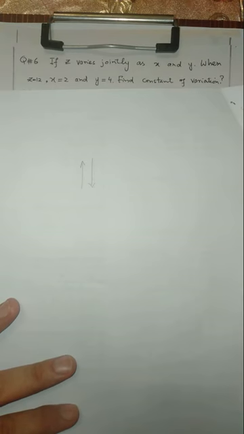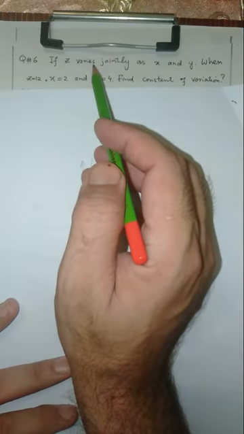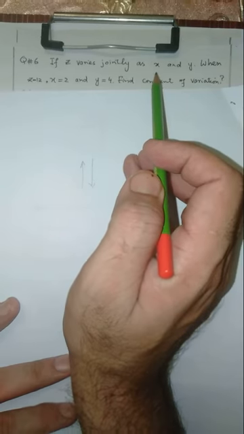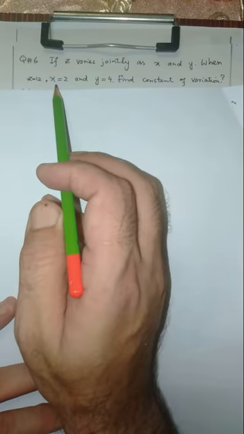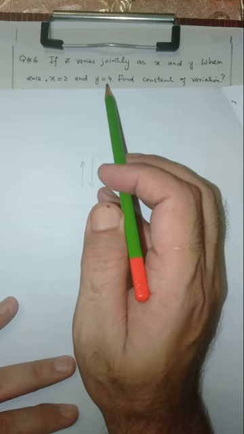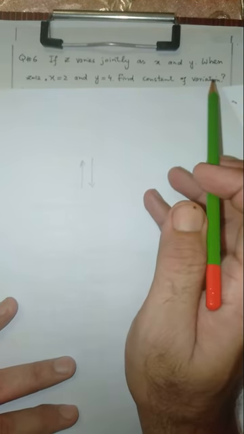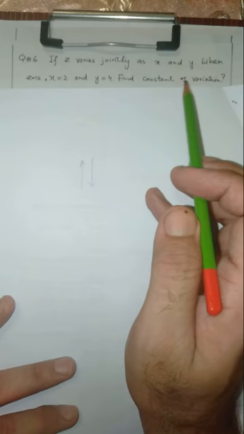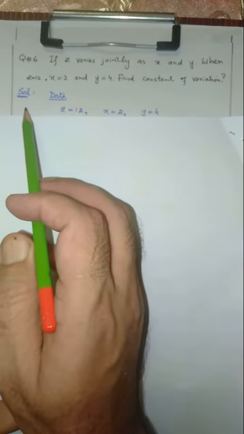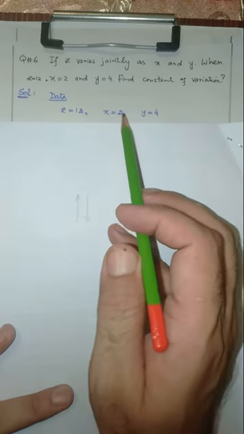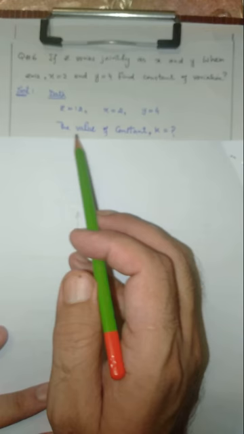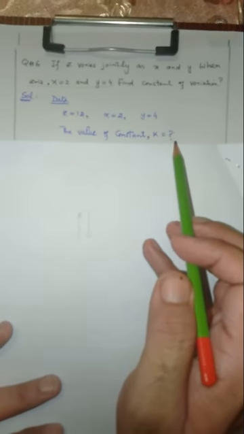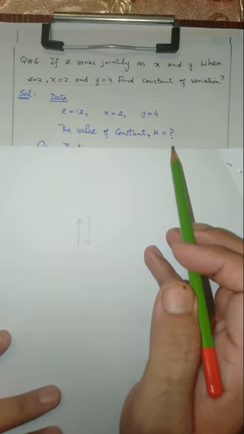Question number 6 is given. If small z varies jointly as x and y, when z is equal to 12, x is equal to 2 and y is equal to 4, find the value of constant of variation. Given data: z is equal to 12, x is equal to 2 and y is equal to 4. The value of the constant k we will find out.